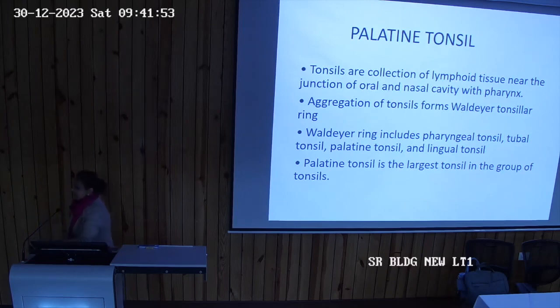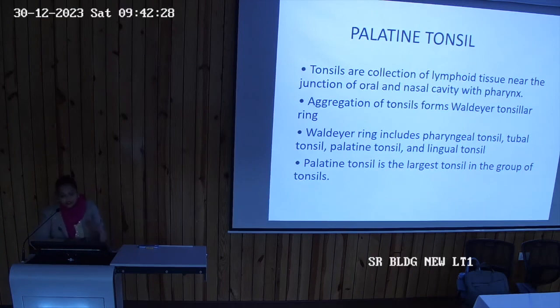Basically, what are tonsils? These are the collections of the lymphoid tissues which are present near the junction of the oral cavity and nasal cavity with the pharynx. Now, they form a ring. Different tonsils form a ring which is known as Waldeyer's ring, because when we connect these, there will be formation of a circular pattern. So Waldeyer's ring is formed by pharyngeal tonsil, tubal tonsil, palatine tonsil and lingual tonsil. Palatine tonsil is the largest tonsil in the group of tonsils.